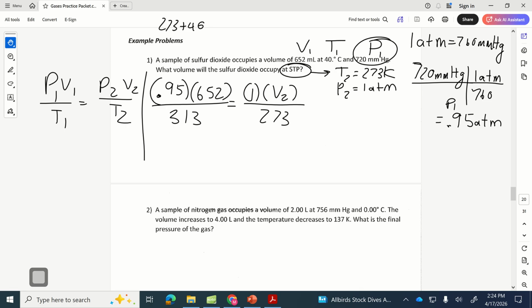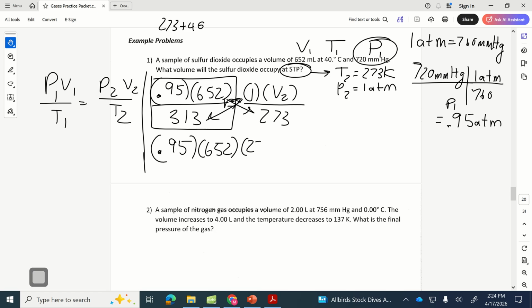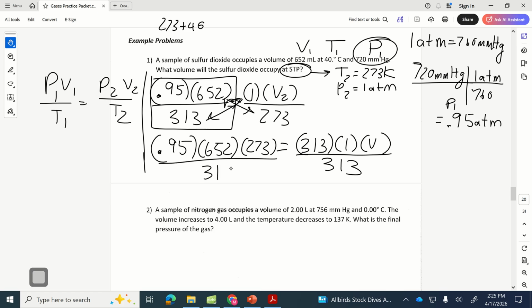You can once again do the cross multiplication. I usually don't do that as much on this one. Usually I solve this whole side of the problem. But let's go ahead and continue with the cross multiplying. That might have helped out a lot of people. So basically just multiply the opposites with each other. You get 0.95 times 652 times 273, and that equals 313 times 1 times V, and then I'm going to divide by 313 to the other side. That'll give me my volume.